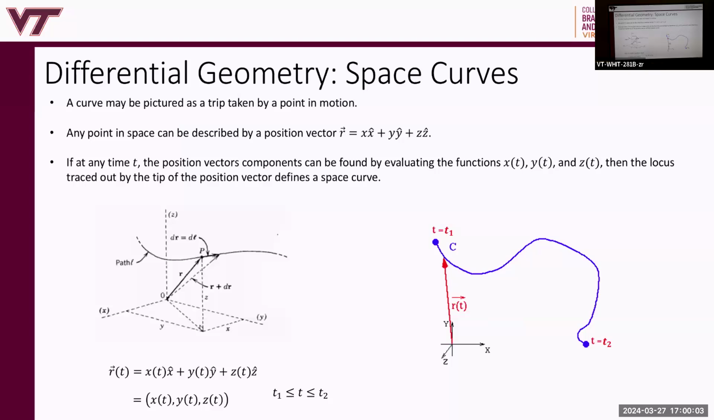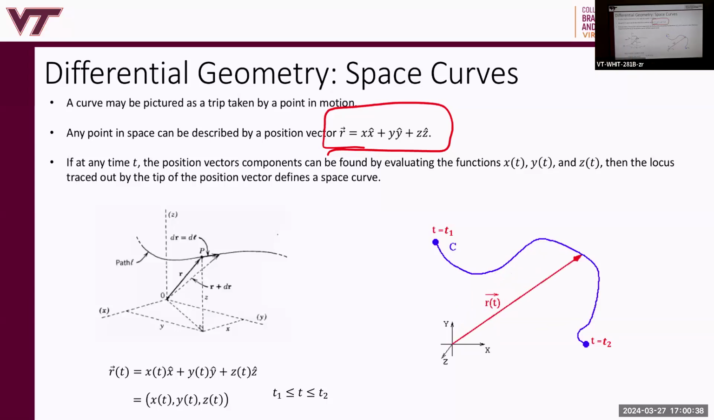So a curve may be pictured as a trip taken by a point in motion, right? So here's some point, let's say. This point is in motion along some arbitrary path in three-dimensional space, all right? So we need to be able to mathematically describe the path of any given particle, right? So any point in space can be described by a position vector. This is a key concept here. A position vector points to different points in space. It always has its tail at the origin, and it points to the XYZ coordinates of a point, right?